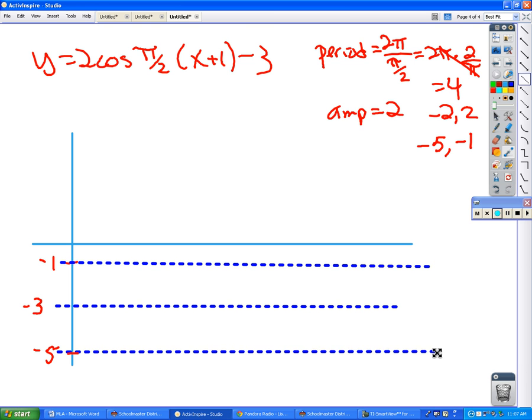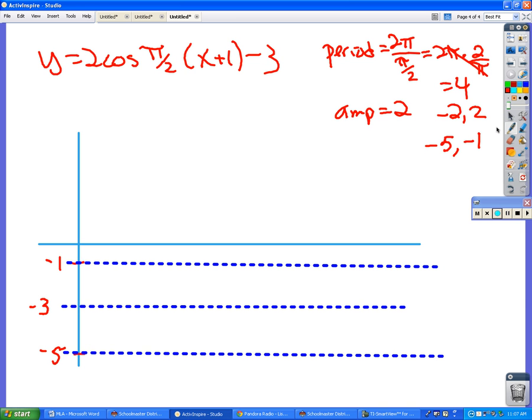You can also draw a dotted line where your maximum is going to be, and a dotted line where your minimum is going to be, if you want. It's going to bounce in between those things. I don't know if that helps you. Yeah. I just didn't like the note.